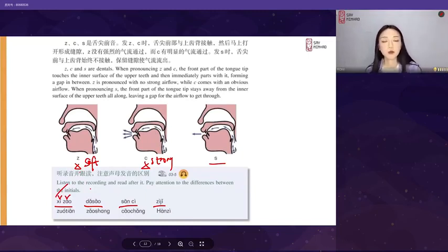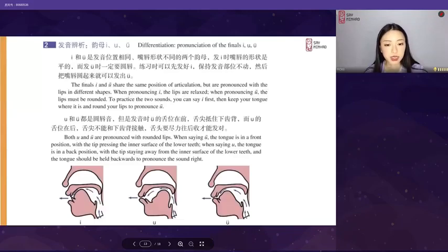One is 吃, one is 吃. Don't confuse it, okay? 操场. Next one is 汉字, 汉字, which means Chinese characters. Okay, this is the differentiation between these initials.